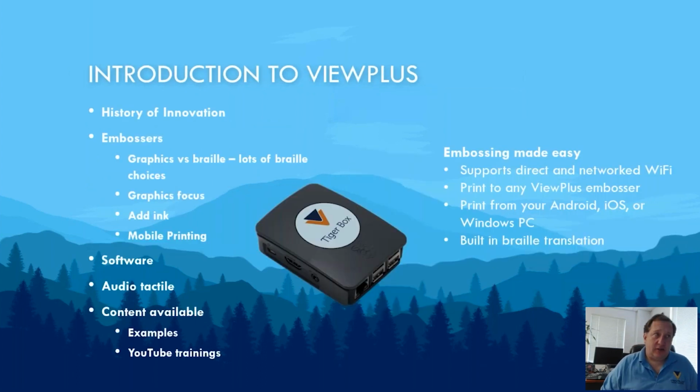So View Plus makes the Tiger embossers as well as software to support them, which is why you're here today talking about the Tiger Software Suite. We also have audio tactile products as well as graphing calculators. In the middle of the screen I'm showing the Tiger Box, which is our Wi-Fi module that will add on to any of our existing or current printers and allow you to print and do text to braille from your iOS or Android phone.